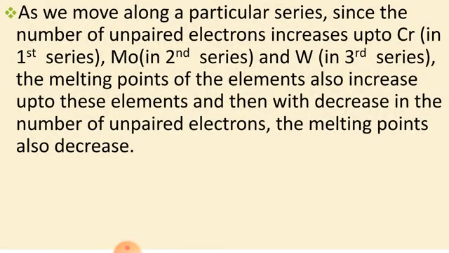As we move along a particular series, the number of unpaired electrons increases up to chromium in the first series, molybdenum in the second series, and tungsten in the third series. The melting point of the elements also increases up to these elements, and then as the number of unpaired electrons decreases, the melting point also decreases. You can look at this in NCERT figure 8.1.